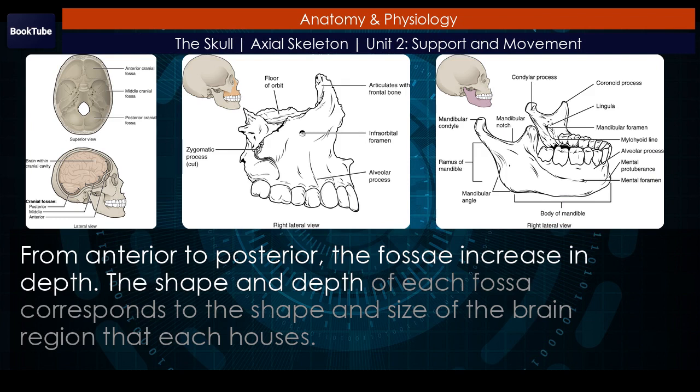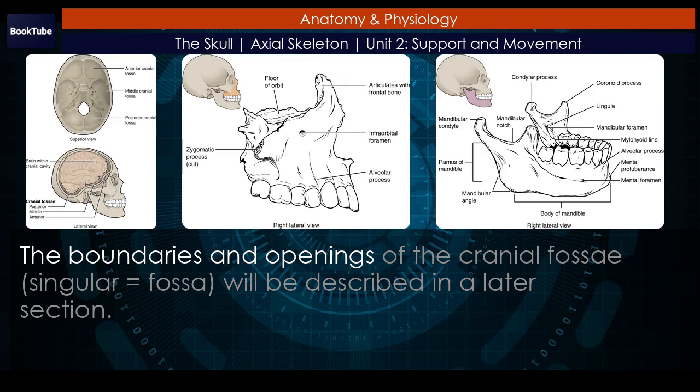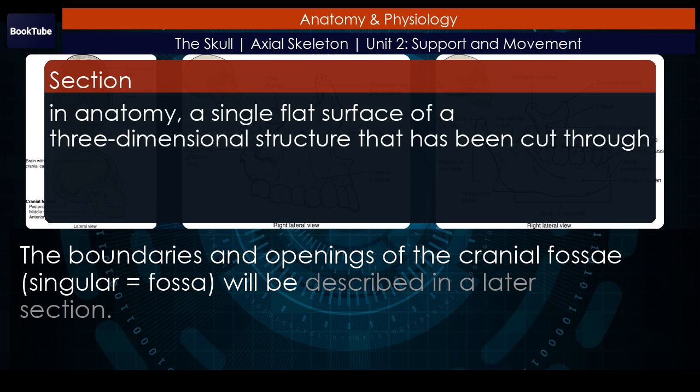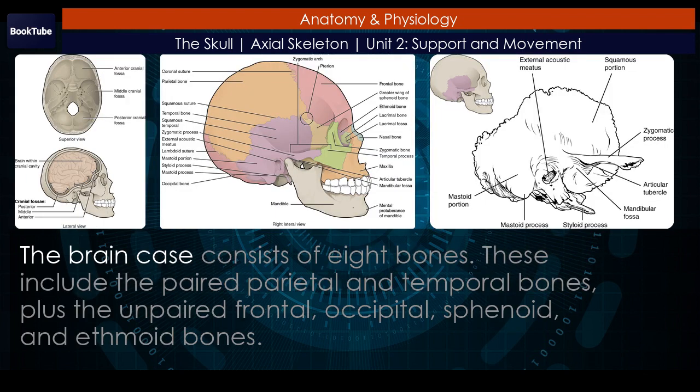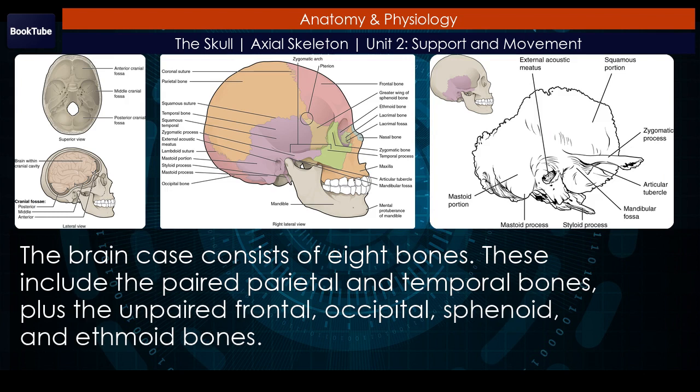The shape and depth of each fossa corresponds to the shape and size of the brain region that each houses. The boundaries and openings of the cranial fossae, singular equals fossa, will be described in a later section. The brain case consists of 8 bones. These include the paired parietal and temporal bones, plus the unpaired frontal, occipital, sphenoid, and ethmoid bones.